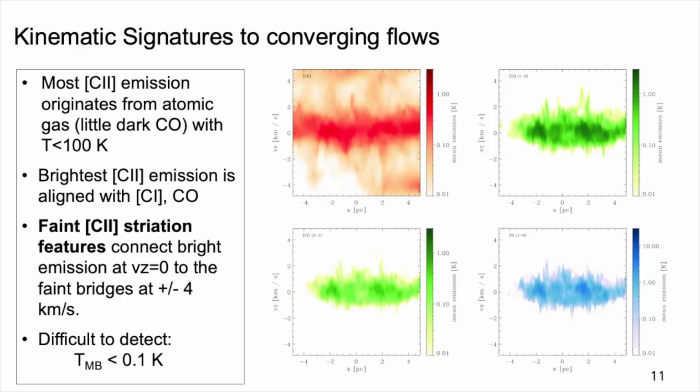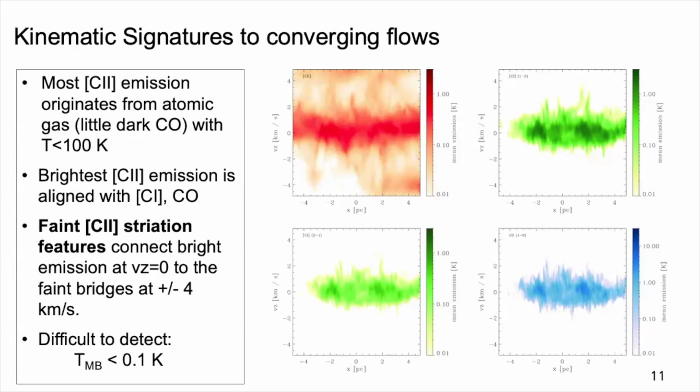Most of the C2 emission that they see in their simulation, and this is at the very end of that simulation. So you formed a lot of CO gas, molecular gas, just before the sink particles appear. So most of the C2 emission at that point is coming from atomic gas. There's not that much dark CO in their simulations at this stage. The brightest C2 emission is aligned with the atomic carbon fine structure lines and the CO.